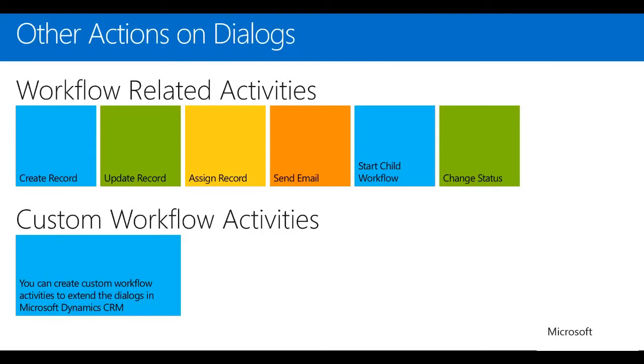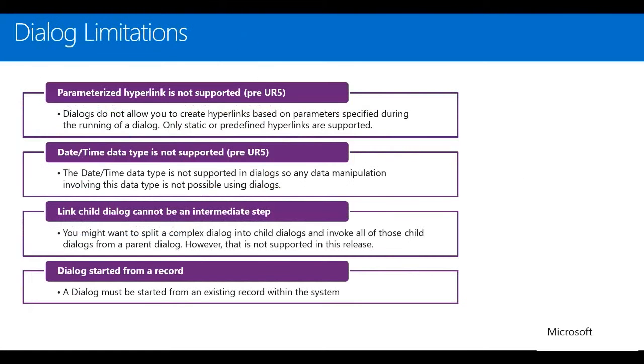As you get into building dialogues, you might run into a few limitations. Depending on what version you're on, if you're running Dynamics CRM 2011 before Update Rollup 5, you'll run into a couple of limitations around hyperlinking. The hyperlinks are static and you can't have a dynamic hyperlink. Those options were added after Update Rollup 5. Same thing with date time. Date time was not an option within the dialogue, but it is now after Update Rollup 5.